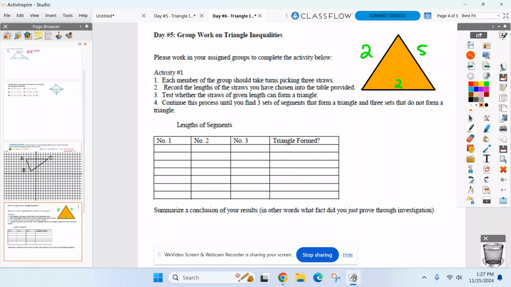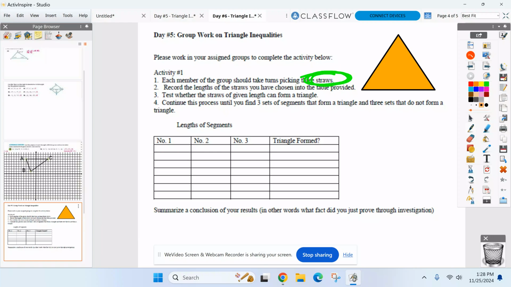To figure out that rule, you're going to help me out and do a little activity within your groups. First job in your activity. It says each member of the group should take turns picking 3 straws. What class are we in? We don't roll with straws in here. We don't do straws. Are you kidding me? That's a slap in the face to all of you.